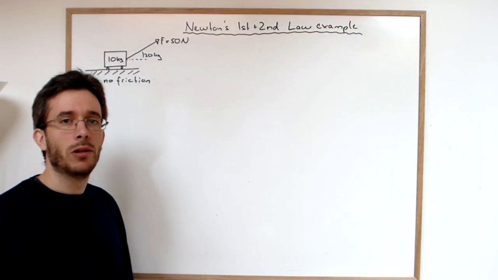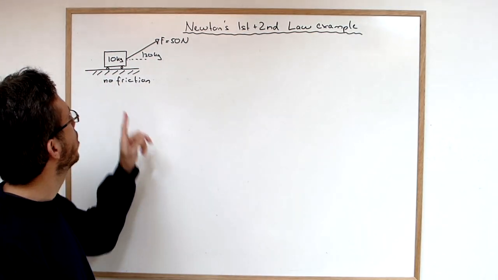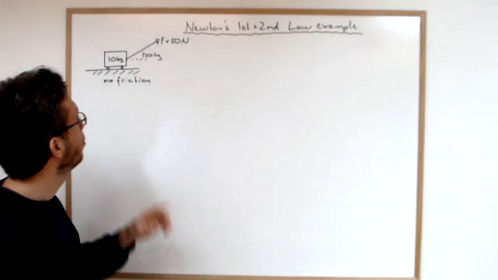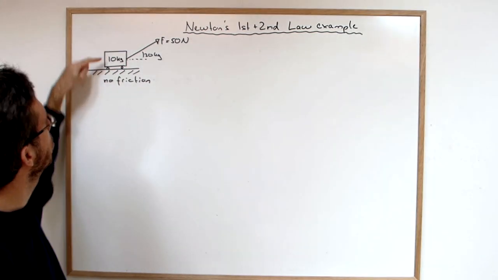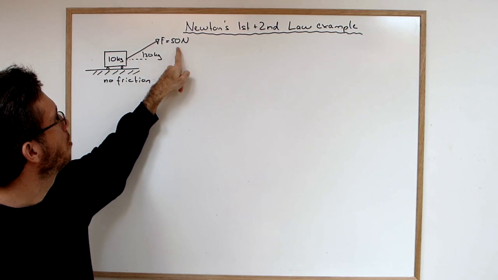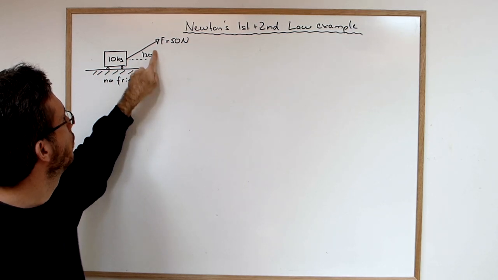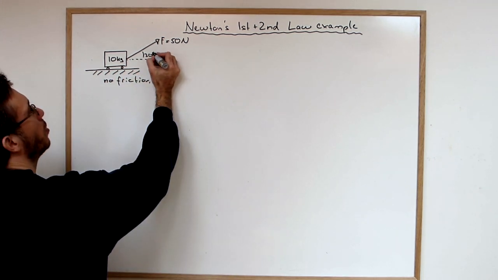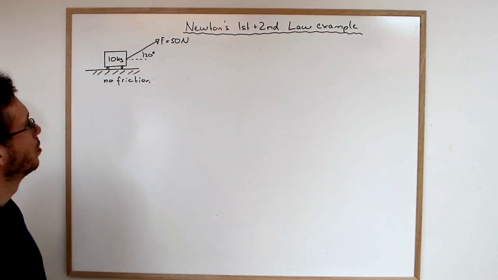In this video, we're going to be looking at an easy example for Newton's first and second law. What we have here is a box on wheels that we assume to be perfect, so there's no friction. And then there is a force pulling on the box with 50 newtons at an angle of 30 degrees.